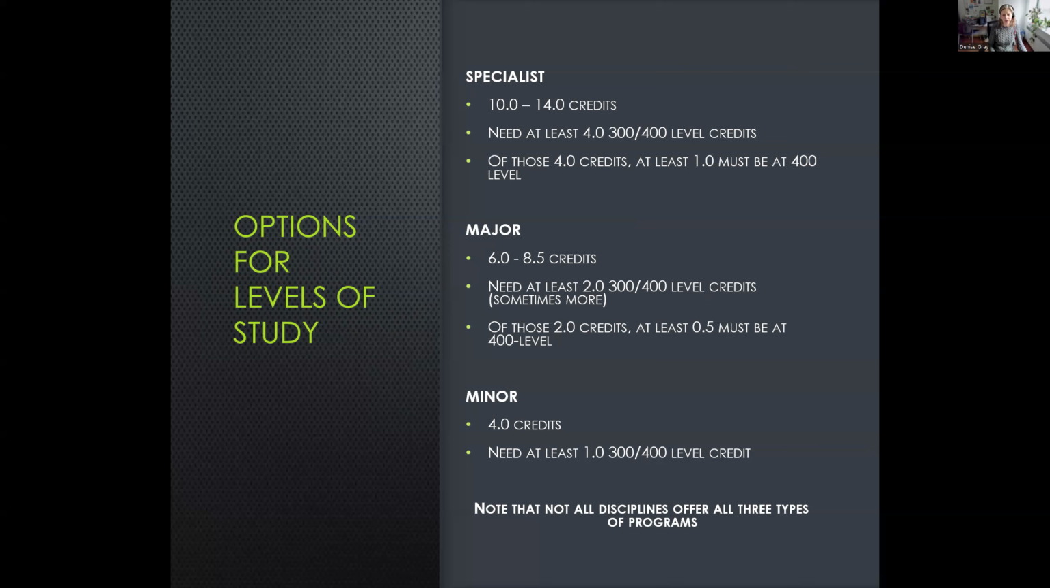If you're pursuing a major, it's between 6 and 8.5 credits, depending on the program. You need at least 2 credits at the 300 or 400 level. Of those 2 credits, at least a half credit must be at the 400 level. And a minor is always 4 credits, and you need at least 1 credit at the 300 or 400 level. A 400 level course is not necessarily required. It's good to note that not all academic units offer all 3 types of programs. Some offer only a minor or only a major or only a specialist in that area.